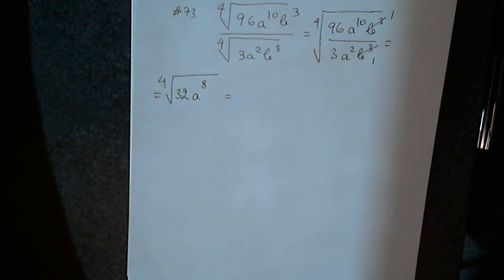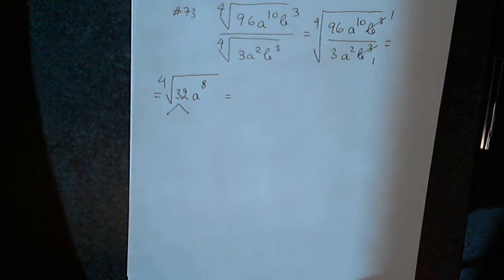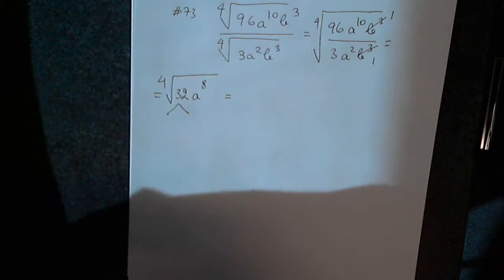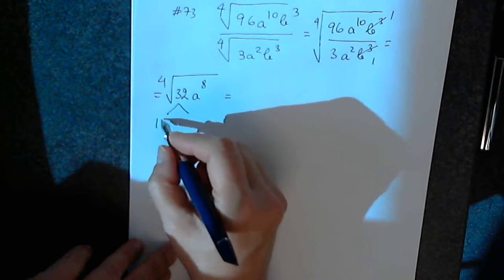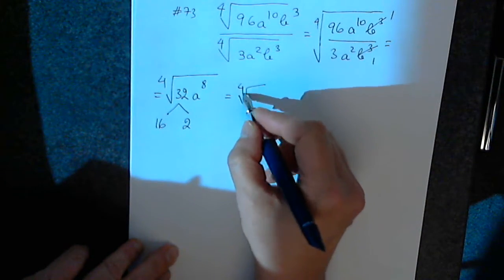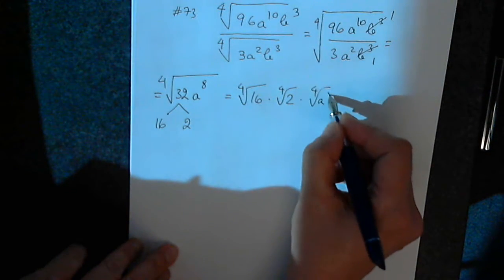Other than 32. And we just did 32 a few minutes ago. Yeah. 16 and 2. So this will be the fourth root of 16 times the fourth root of 2 times the fourth root of A to the 8th.